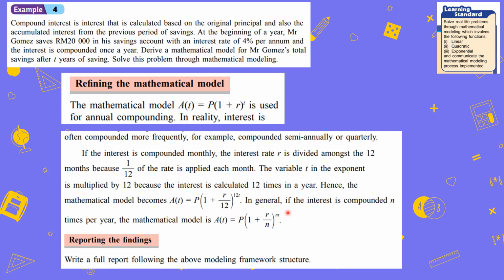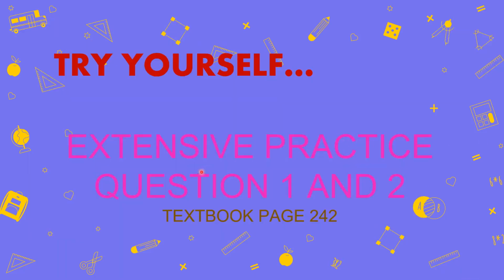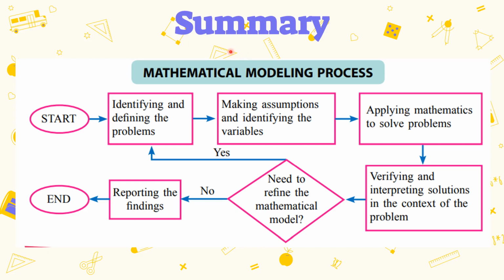So in general, if the interest is compounded n times per year, the mathematical model is this general mathematical model. And lastly, report the findings in the proper way from the beginning to the ending of the solution. So now try yourself with the self-practice 8.1b, textbook page 240, and also the extensive practice questions 1 and 2 in your textbook page 242. Now we have come to the end of the lesson.